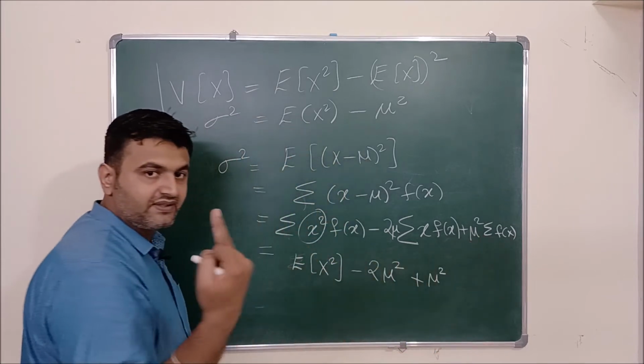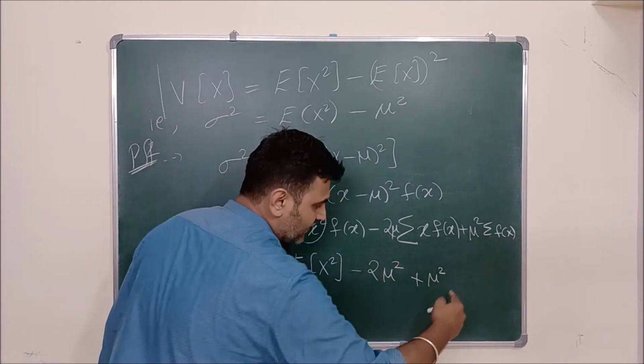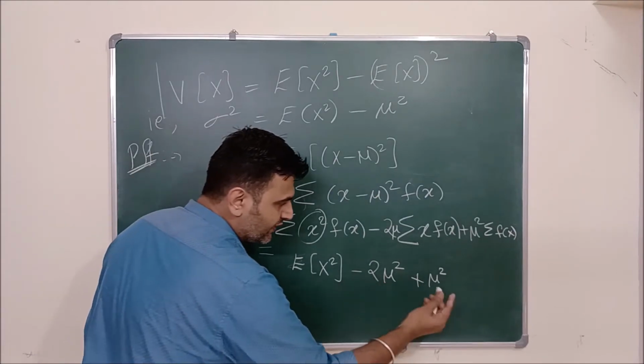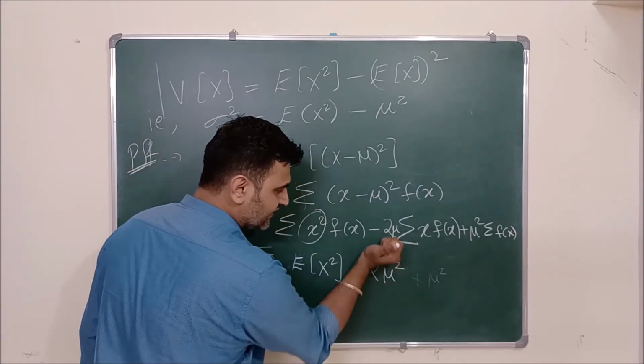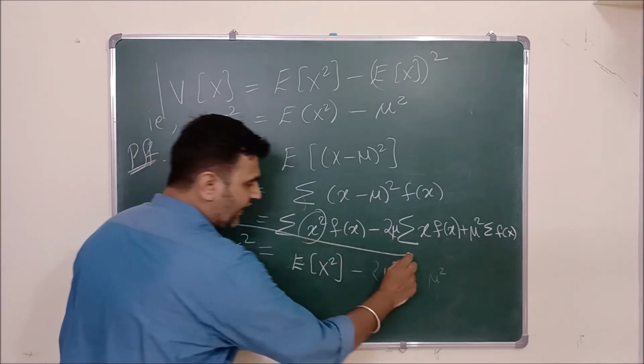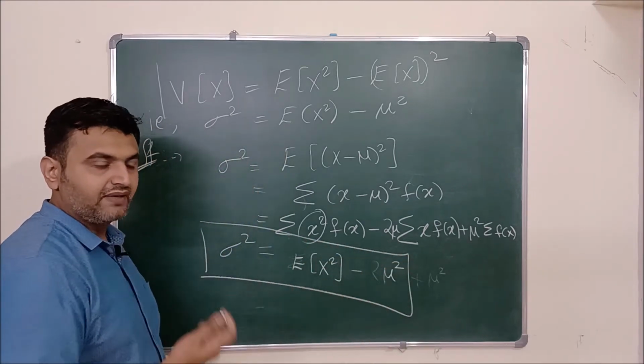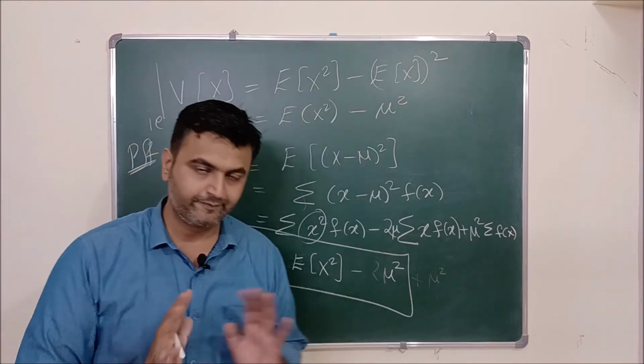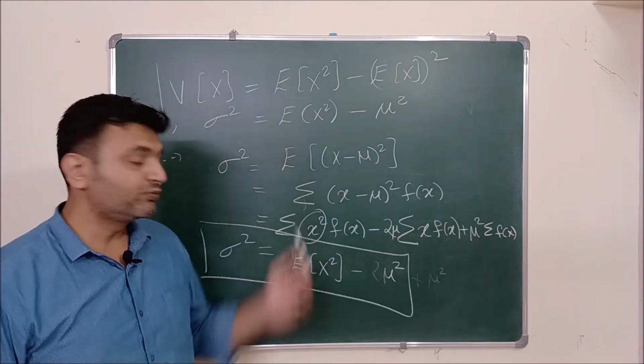What is sum of the probabilities? It is always 1. So this quantity is 1. And what is minus 2 mu square plus mu square? It is nothing but minus mu square. So sigma square is nothing but expectation of x whole square minus expectation of x the whole square. So I hope the proof is clear.